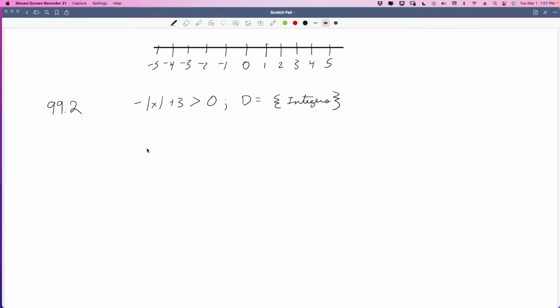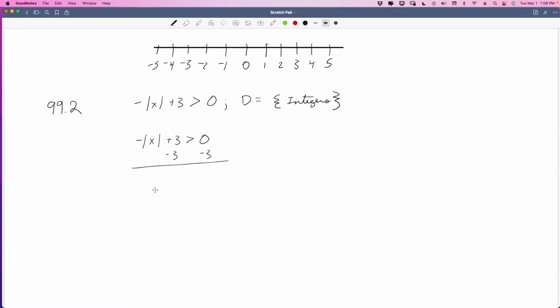All right, in 99.2, it says to graph the negative absolute value of x plus 3 is greater than 0 in the domain of integers. So first we need to solve this and find what the value of x is alone on one side. So we're going to solve for x. So we bring this down. So first let's address this plus 3. We want to get x by itself. So we're going to add a negative 3 to both sides.